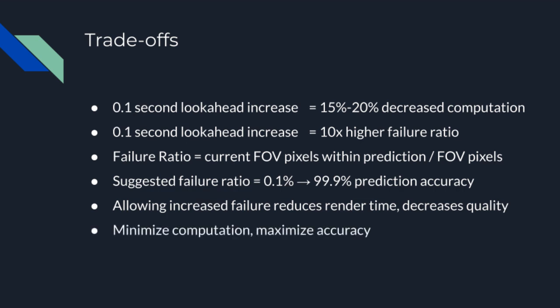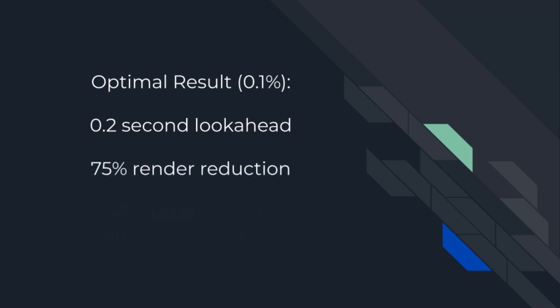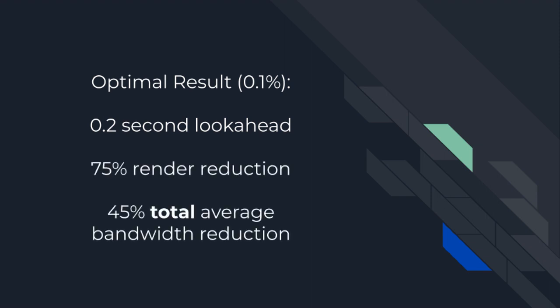So the most optimal result tries to minimize computation while maximizing accuracy. The optimal result in this study for a 0.1% failure rate is given by the 0.2 second lookahead. It gives an average render reduction of 75%, and 45% of the total average bandwidth is reduced. This is actually the most significant result. What this means is that 45% of the total computation cycle for virtual reality is reduced by this single optimization.